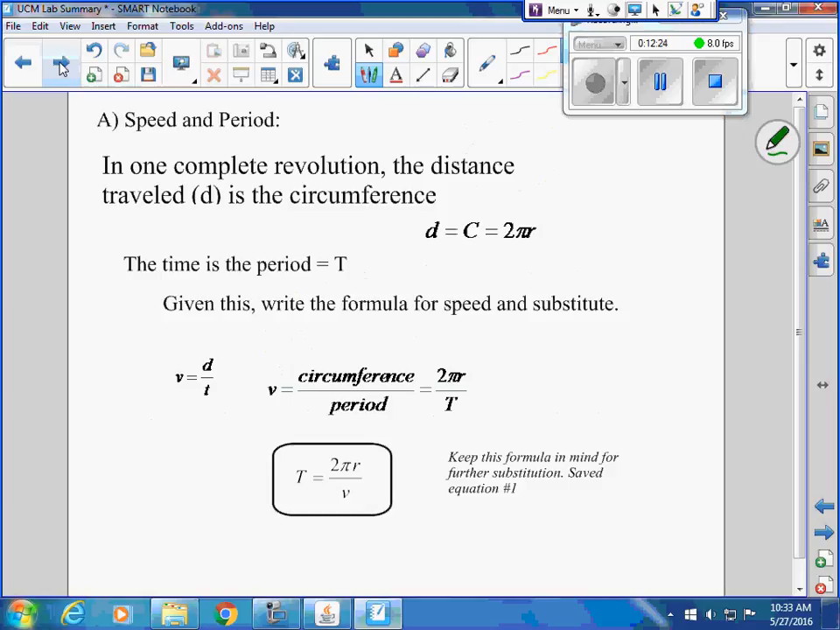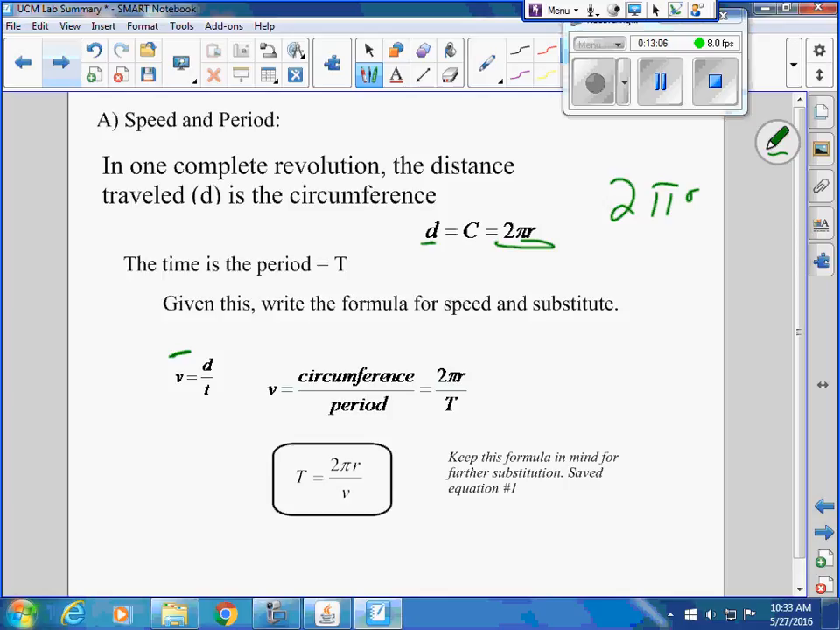Okay, so speed and period. In one complete revolution, the distance traveled is the circumference. Is that true or false? True. Okay, so the distance is the circumference, which we have already established in earlier grades as equal to 2πr. Circumference of a circle is 2πr. And the period is the time it takes to go all the way around. So this is our displacement, 2πr, and the period is T. So given this, we're going to write the formula for the speed of the object, and we're going to substitute. So v equals d over t.